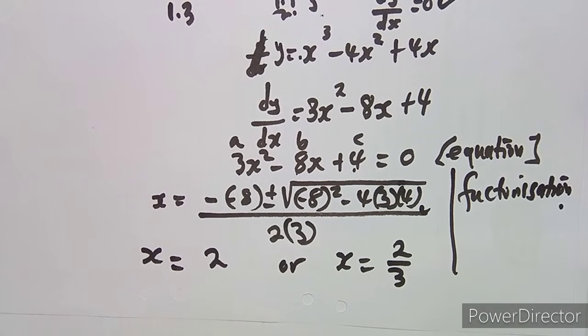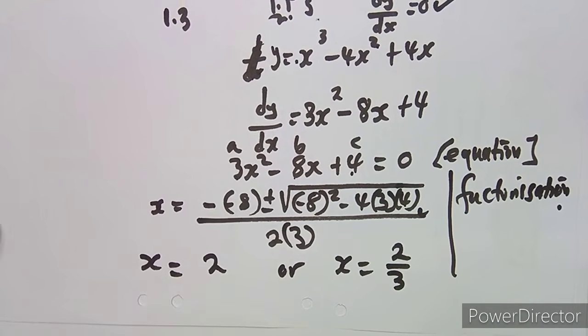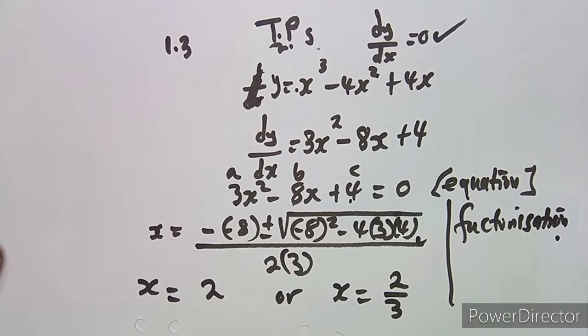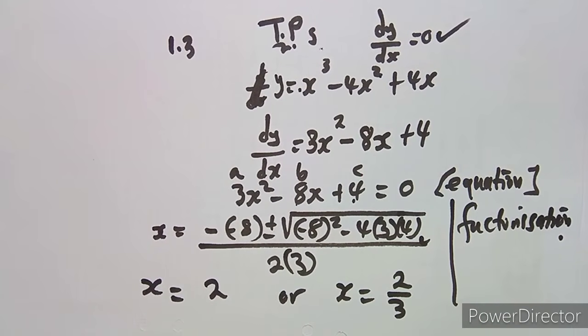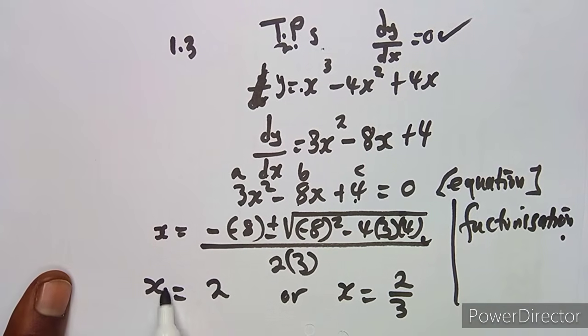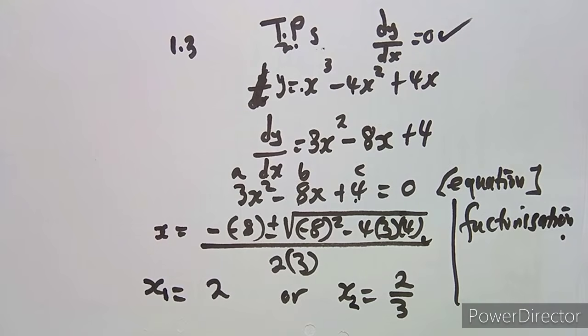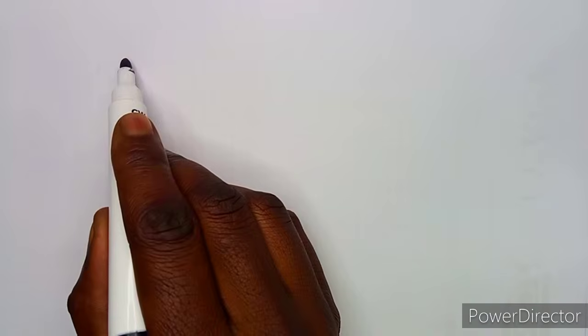So these are not the turning points yet, guys, these are just the values of x. We are talking about a turning point. So you've got two possible solutions. You can name these possible solutions x1 and x2, so that I can determine the corresponding values of y to give us a turning point now. So let's start with the first value, x1.